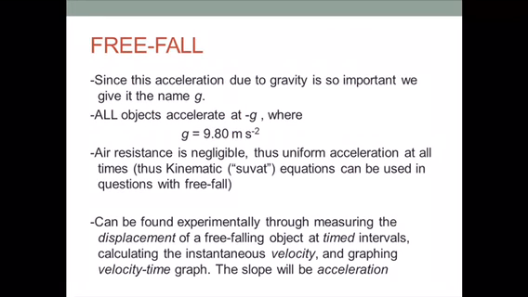Now let's talk about free fall. Free fall happens when you drop an object and it falls continuously without air resistance. Since objects fall, there's acceleration. They accelerate due to gravity. It is so important that we give it a variable g. All objects during free fall accelerate at negative g, where g equals 9.80 meters per second squared. Sometimes that number is rounded up to 10. Sometimes it's used more as 9.81. That's depending on the question and will usually be specified within the question.